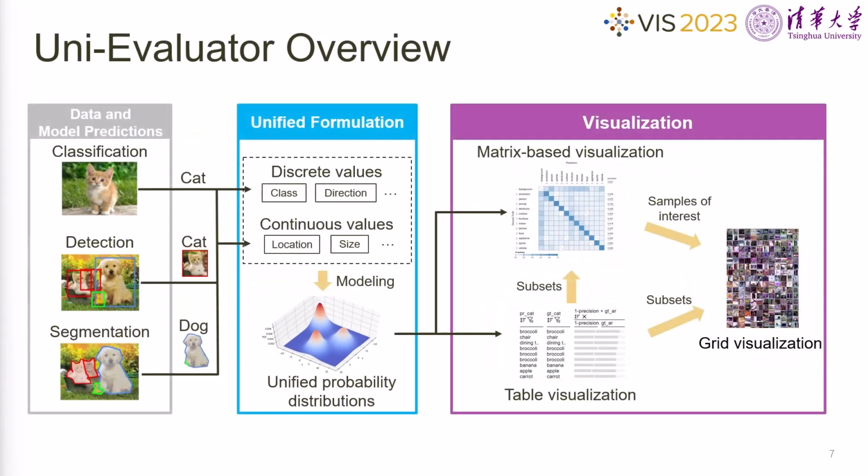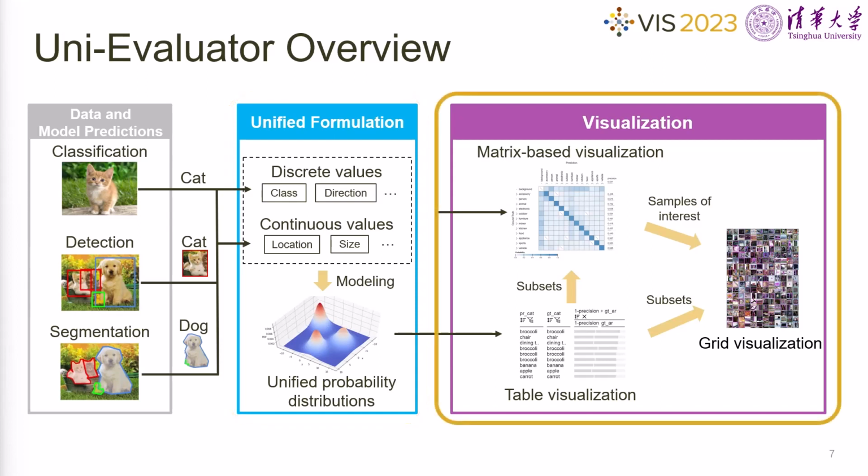Here is the system overview of Uni-Evaluator. Given data samples and model predictions with both discrete and continuous variables, the unified formulation module models them by a probability distribution. Based on the distribution, the visualization module provides three coordinated visualizations to explain model performance at different levels. The matrix-based visualization provides an overview of model performance. Candidate data subsets are extracted and presented in the table visualization. Users can select the samples of interest and explore them in the grid visualization.